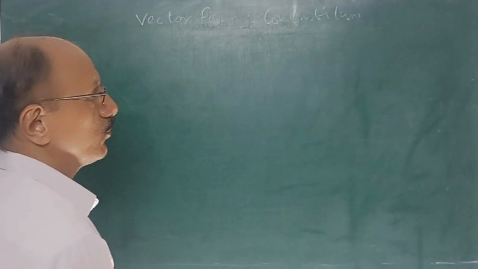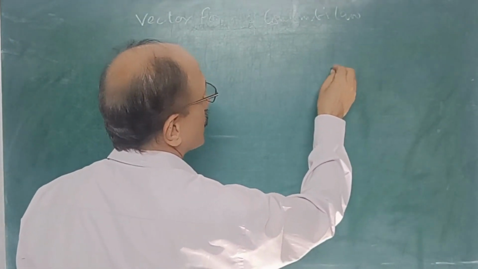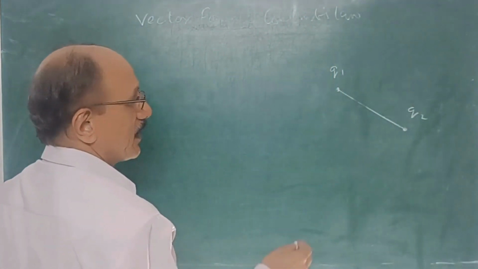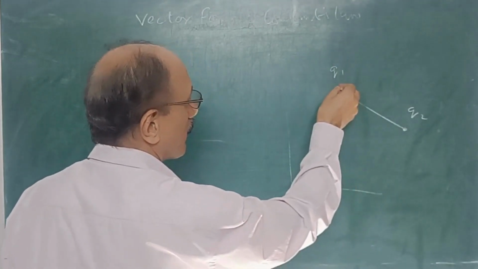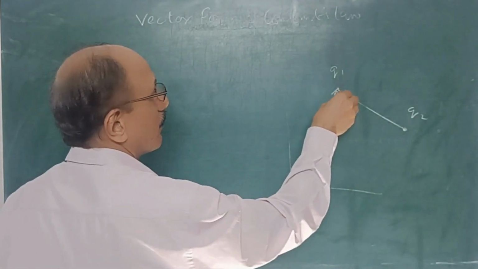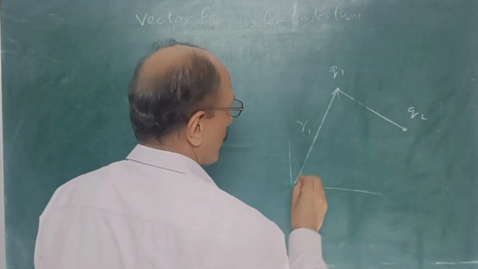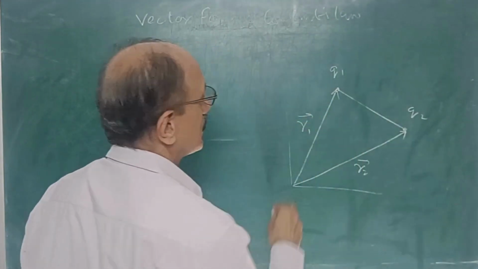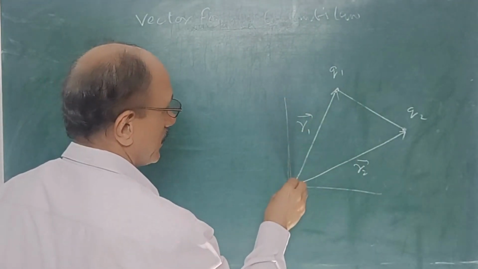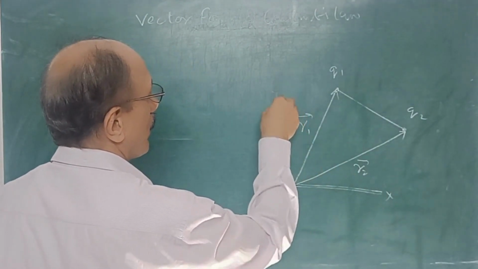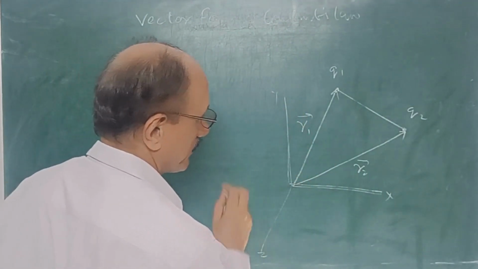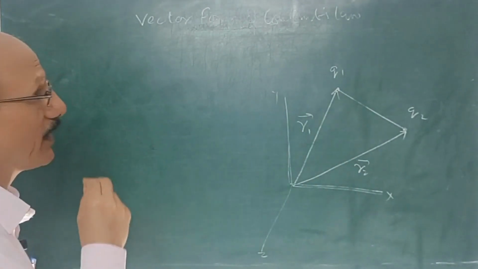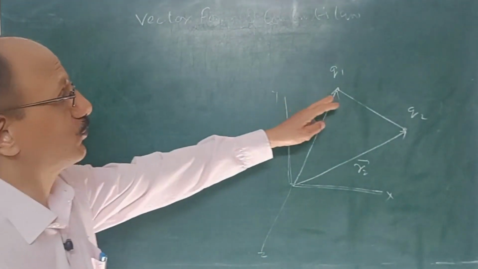Again, we will consider two point charges, one is Q1 and the other is Q2, separated by some distance. And here we will have a frame of reference. The position vector of this will be R1 and this will be R2. Let us say this is the R2 vector, this is the R1 vector, and this is the origin. This is your x-axis, this is your y-axis, and here will be the z-axis. So, where will be the direction of the force between these two charges?